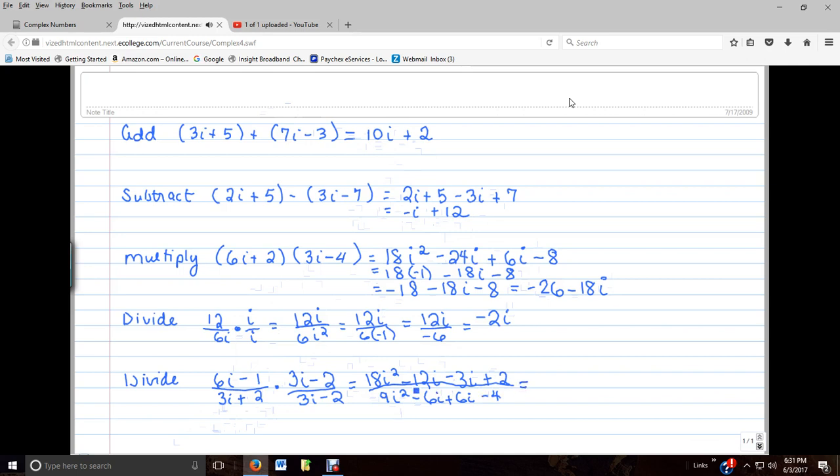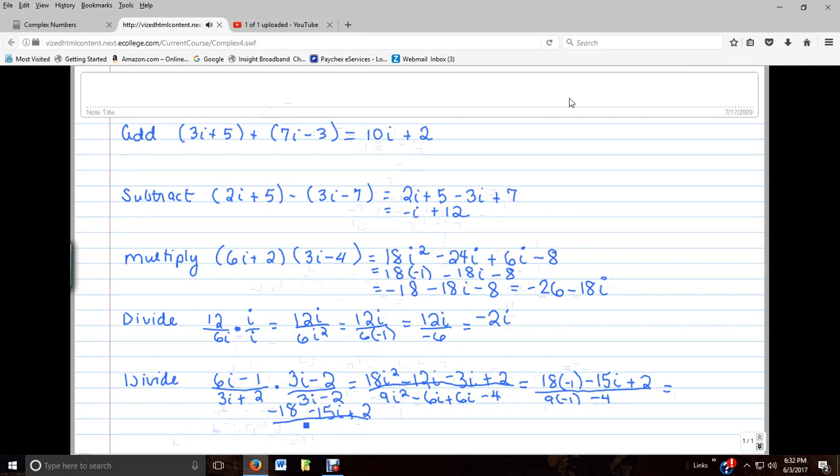Now let's simplify. On the top, I can put a negative 1 in place of i squared. Negative 12i and negative 3i is negative 15i. And I still have the 2. On the bottom, 9i squared, I can put my negative 1 in. Negative 6i and positive 6i cancel out, and I still have negative 4. And now I have negative 18 minus 15i plus 2.